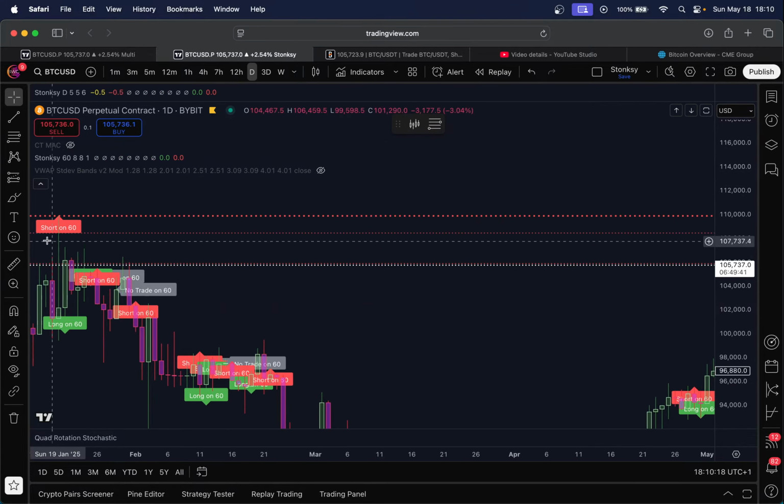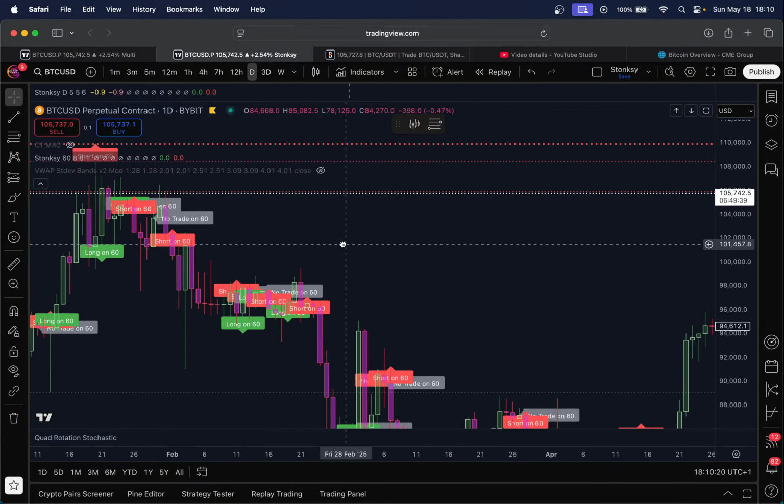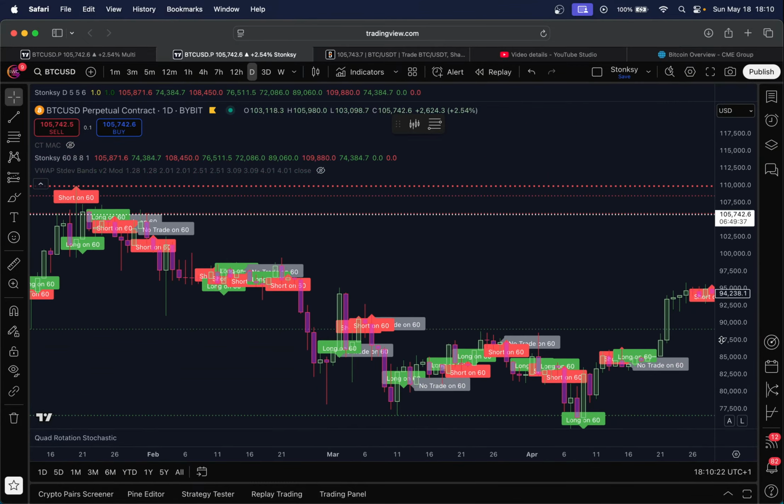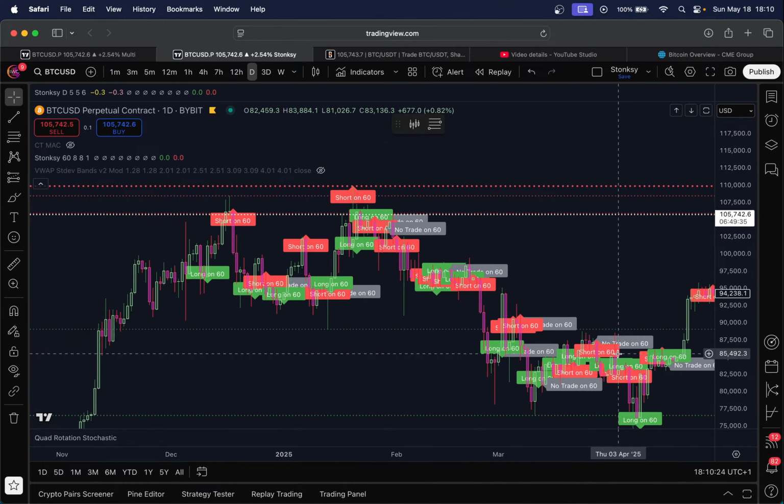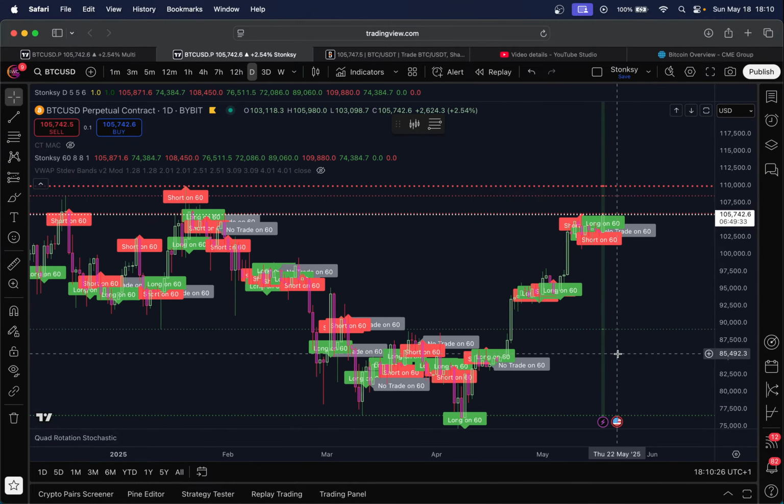Just ignore those labels for a moment. That's actually showing what's happening on the 1 hour time frame, regardless of what time frame you're actually on. Now look at this. We've actually got a green background that appeared today. And obviously that's on a daily candle. The daily candle hasn't closed yet, and it's not going to close until midnight tonight.